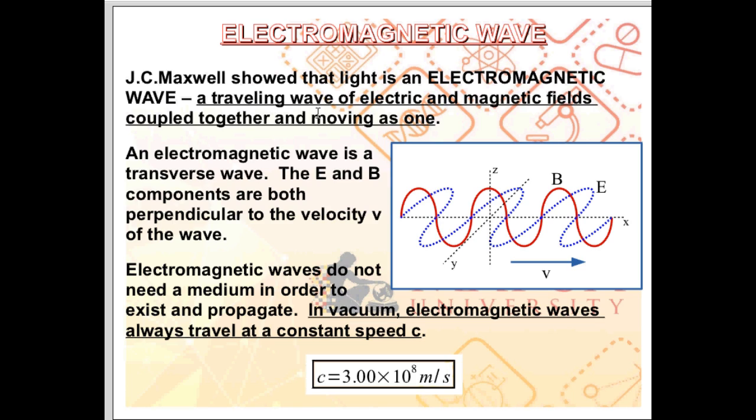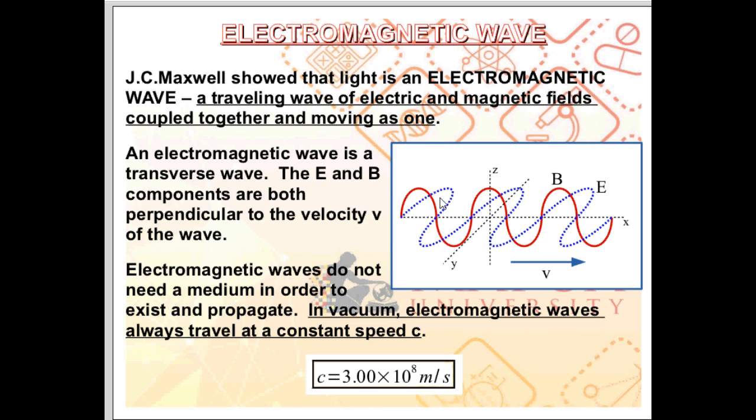An electromagnetic wave is basically a traveling wave of electric and magnetic fields coupled together and moving as one. It's better, or at least more convenient, to think of light as being comprised of two waves. You have an electric field wave and a magnetic field wave. These two waves make up the components of the electromagnetic wave. They are coupled together and moving with the same speed v. The electric field component and the magnetic field component of the wave are perpendicular to each other. They are 90 degrees with respect to each other.